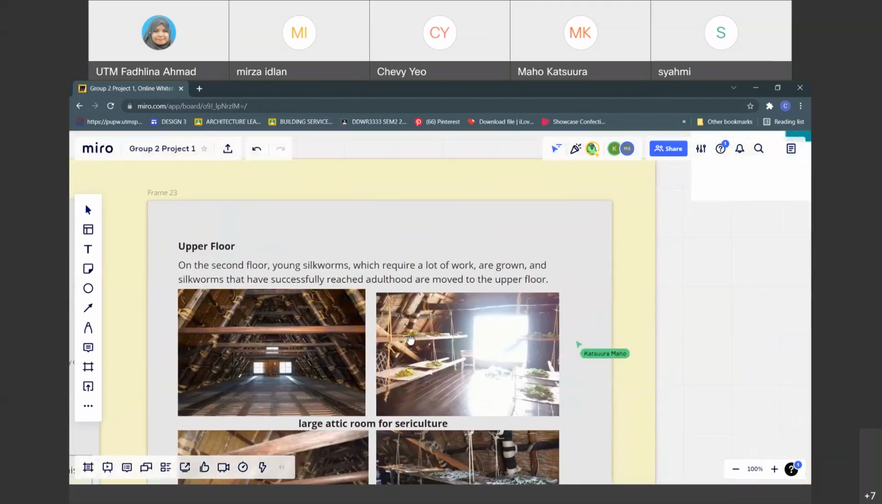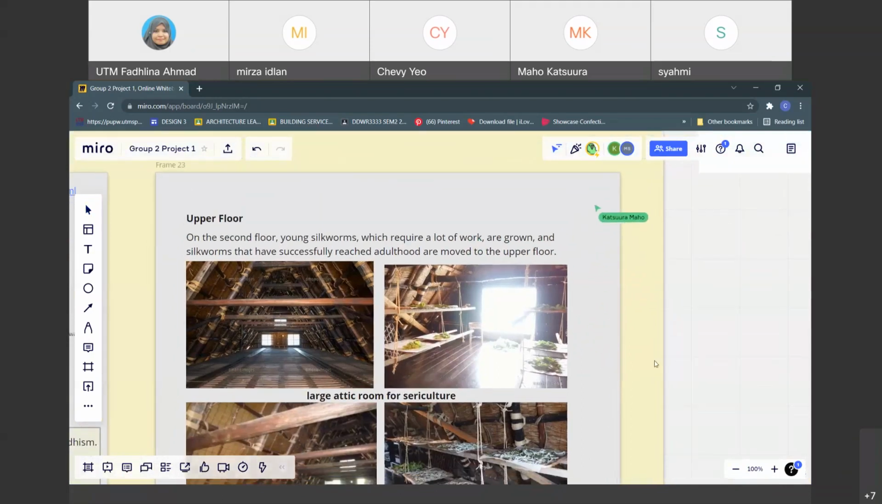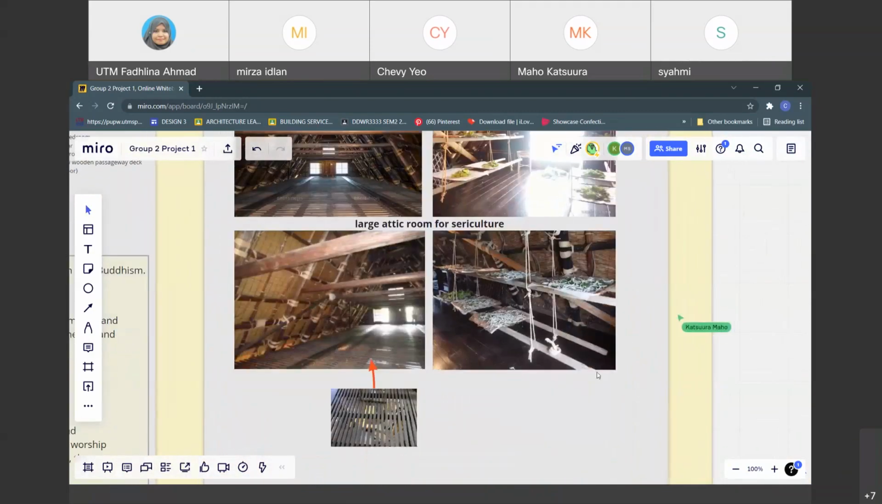Next, about the upper floor. On the second floor, young silkworms, which require a lot of work, are grown, and silkworms that have successfully reached adulthood are removed to the upper floor, like this. That's all from me.